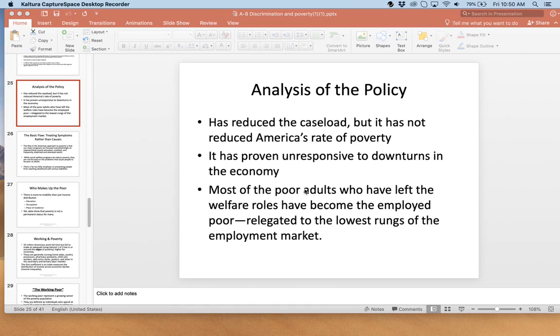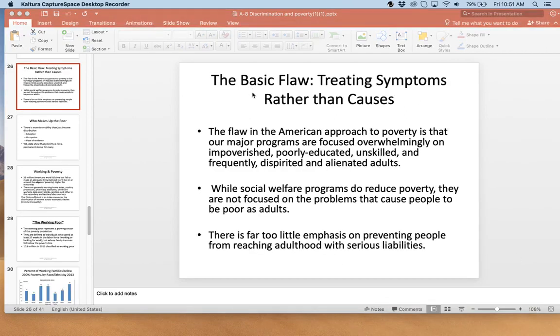Most of the poor adults who have left the welfare rolls have become the employed poor. That means that they are working, but they are working poor because they are forced to work for low wages. They are forced to work part-time, but that's what the law requires them to do. So I need you to basically analyze the law in that sense as you are reviewing. So what's the problem? The flaw in it is that we are only treating symptoms rather than the causes of poverty. Right? So read a little bit more about that.